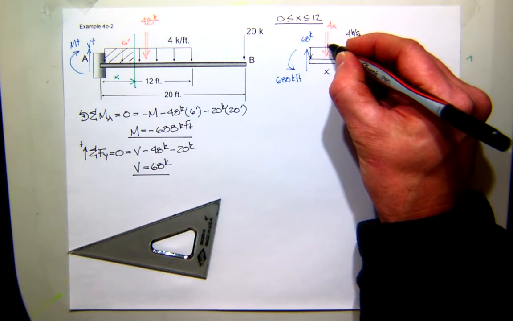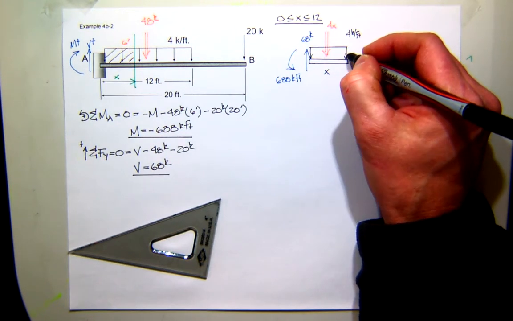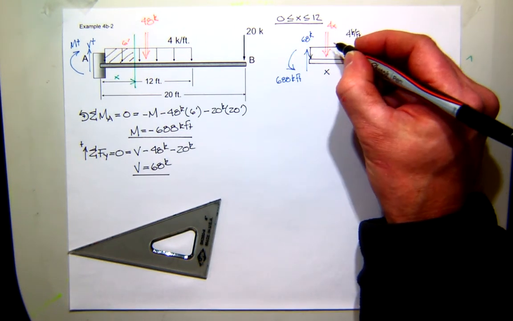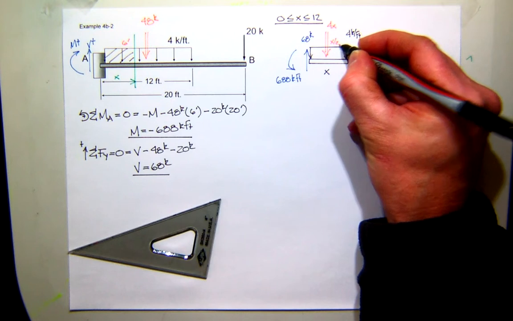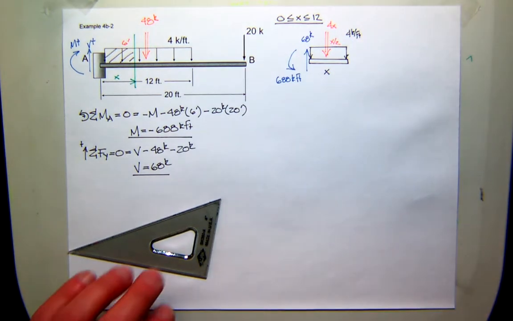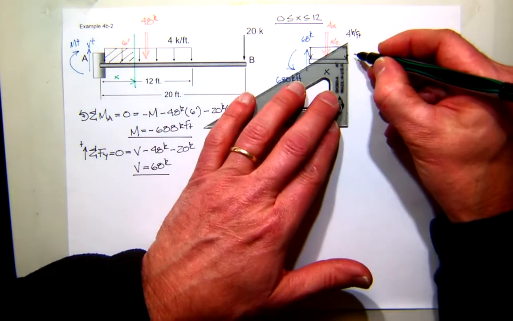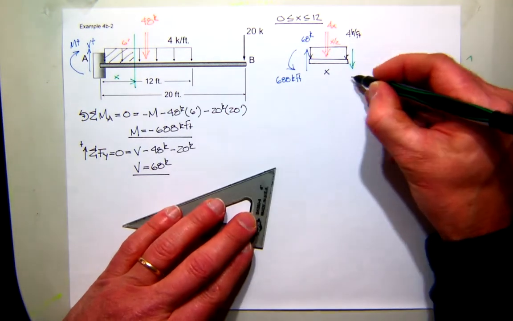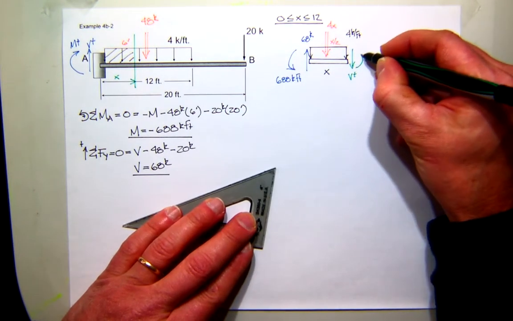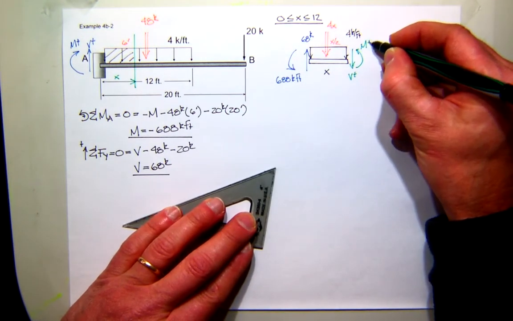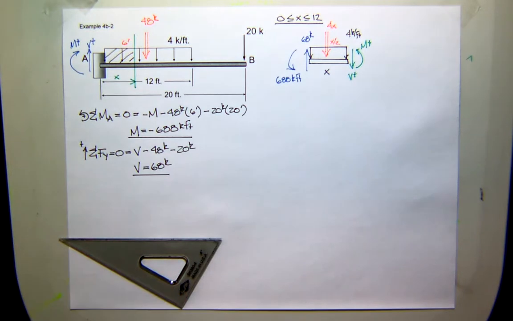So what's the distance from the centroid to the cut surface? Half the distance. The distance is x, so x over 2. Then I come to the cut surface and I apply positive shear, positive bending moment. So there's my free body diagram. All I do now is just what? Do equilibrium.